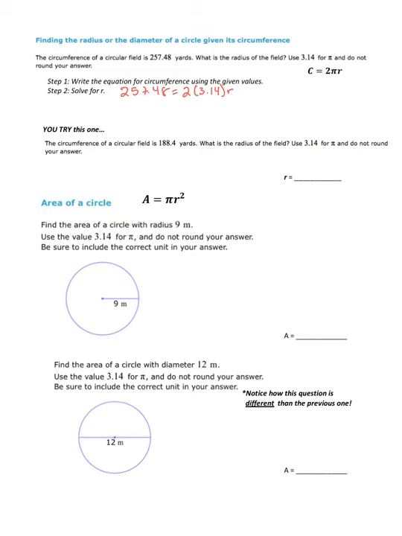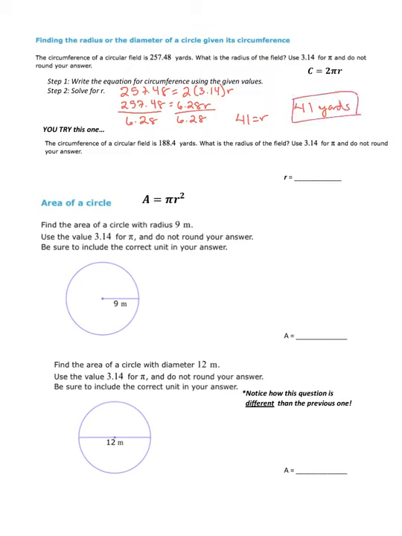You simply replace the variables with the numbers. So 257.48 equals 6.28r. Divide both sides by 6.28. Get my handy dandy calculator. I cannot do that one in my head. 257.48 divided by 6.28. And 41 equals R. So this would be 41 yards.